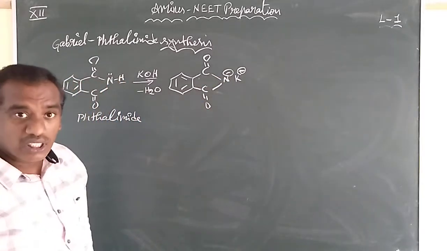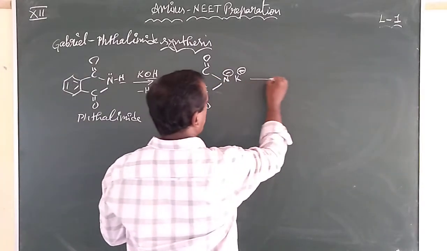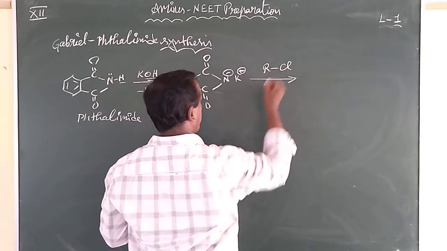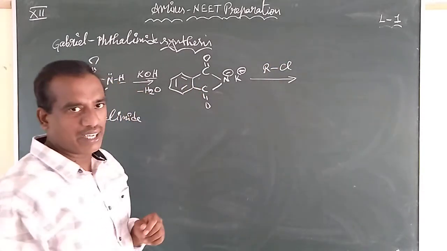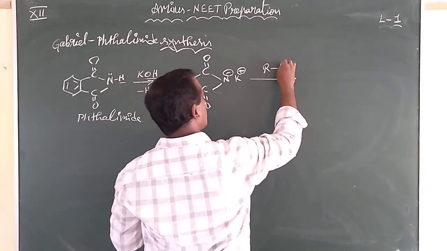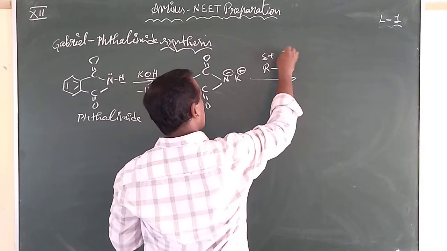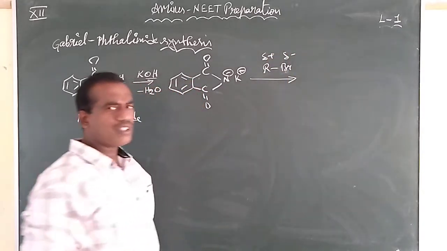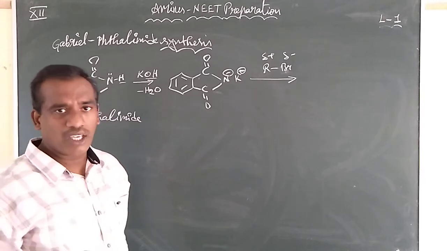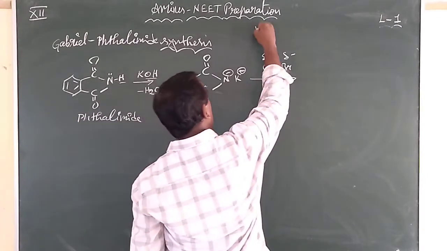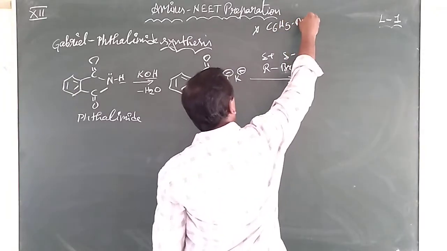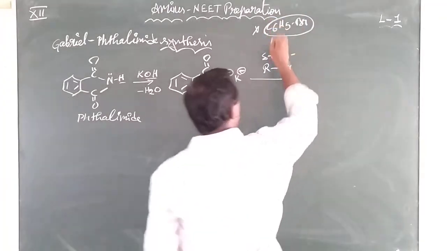After this is the crucial step. What is the crucial step here? We are going to take one alkyl halide, an alkyl bromide. Please see here, in this case, whatever alkyl halide we are using, the same product will be obtained. We cannot use phenyl chloride or phenyl bromide; aryl halides cannot be used.